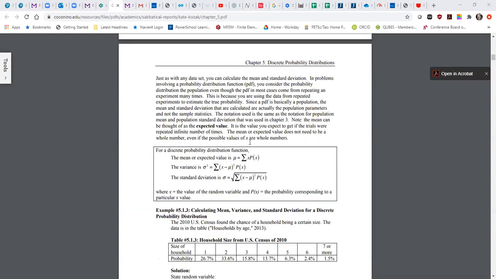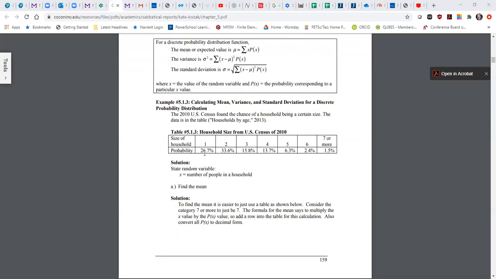And this is an important property here. If you want to find the expected value, the mean or the expected value, mu equals the summation of x times p. And for the variance, sigma squared equals the summation of x minus mu squared times p of x. And then the standard deviation is simply the square root of the variance.